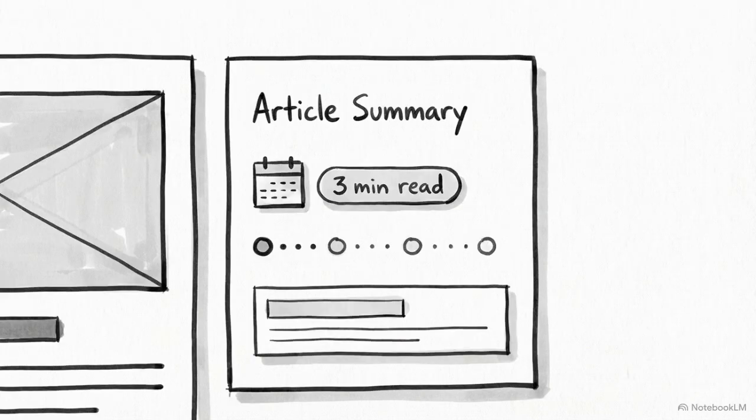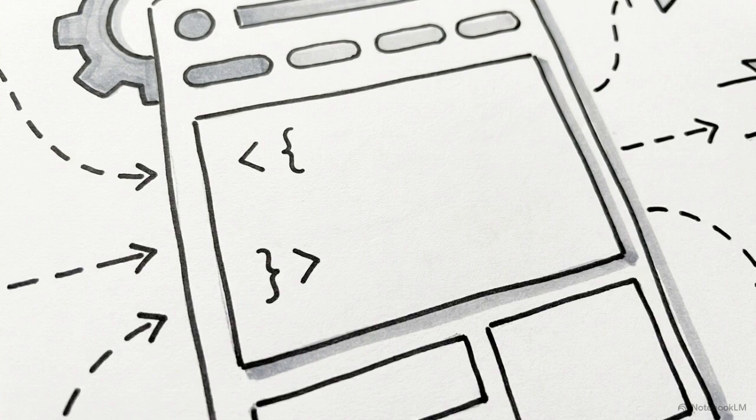On the right side of this split screen, we have a fully assembled article summary card featuring localized dates, read time estimates, breadcrumbs, and a secure form. On the left is the clean template code that generates it.